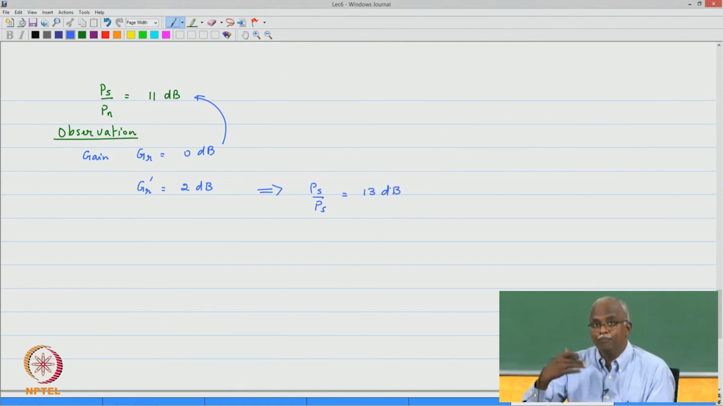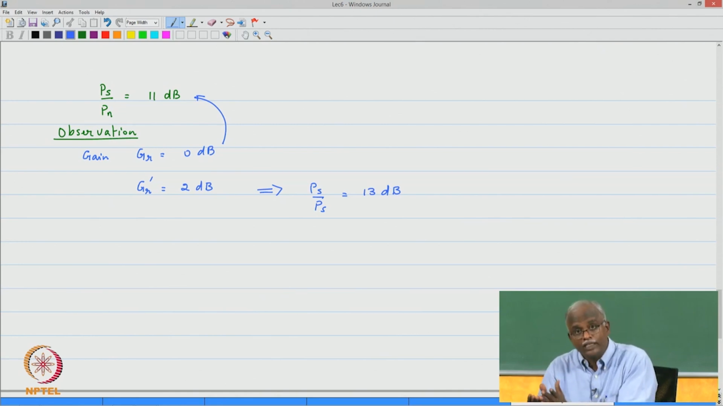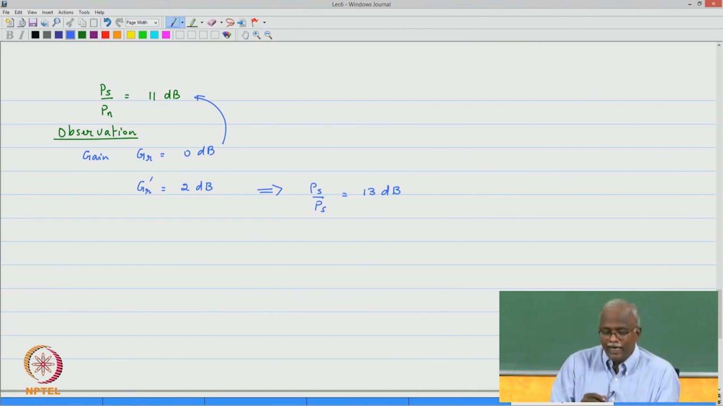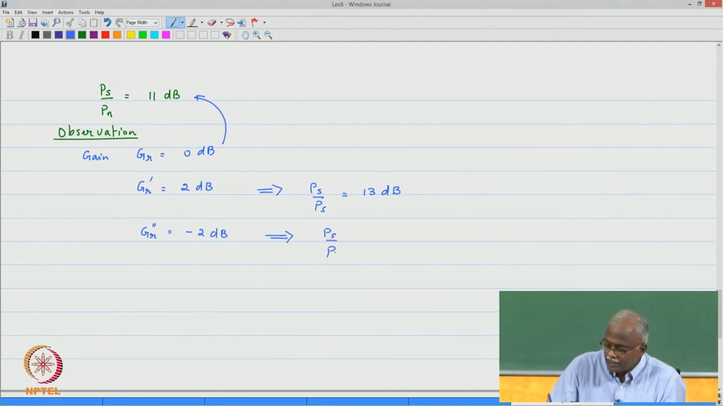Okay. So, there is a positive impact if you are able to increase the transmit gain or the receive gain in terms of the receive signal to noise ratio. On the other hand, if you reduced the receive gain to minus 2 dB, of course, this would naturally be, PS by Pn would be instead of 11 dB, now it would be 9 dB.